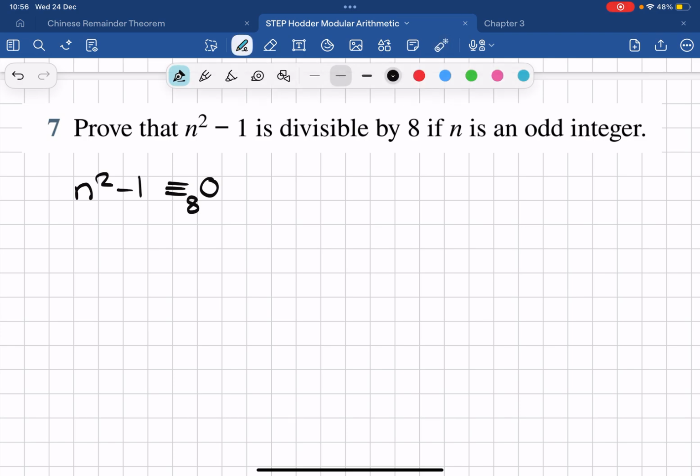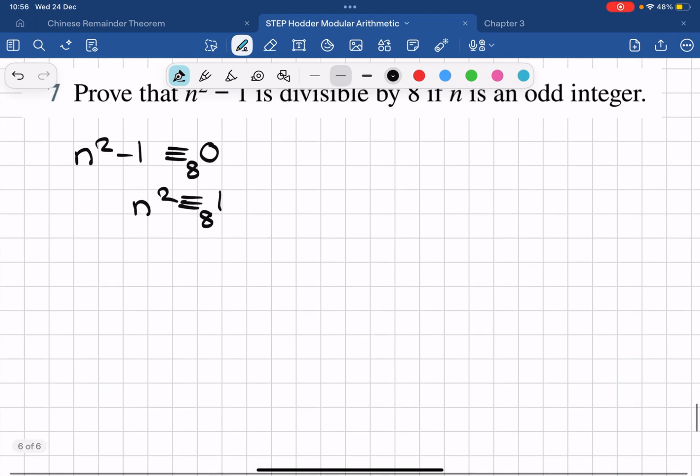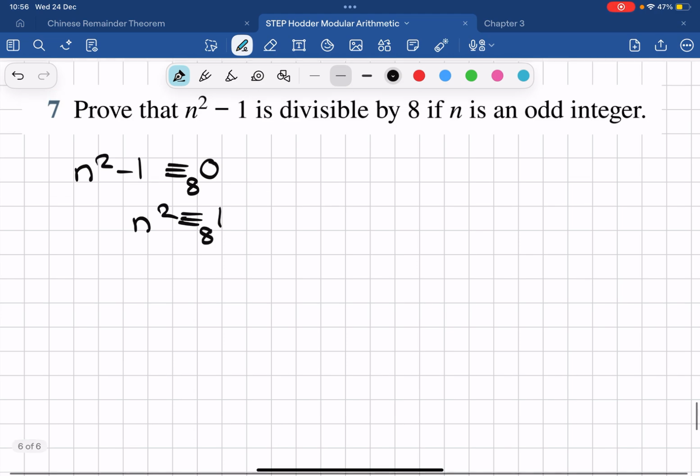Well, let's play with this expression. So we can say n squared is congruent to 1 mod 8. Now from here, we can test values for n, values in particular being odd. We test those values and see whether they satisfy this expression and are congruent to 1.